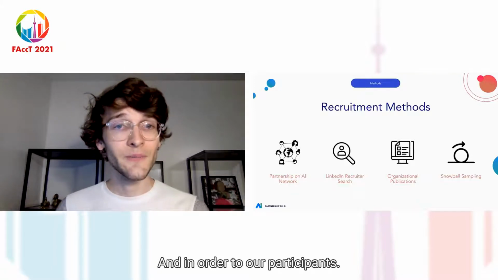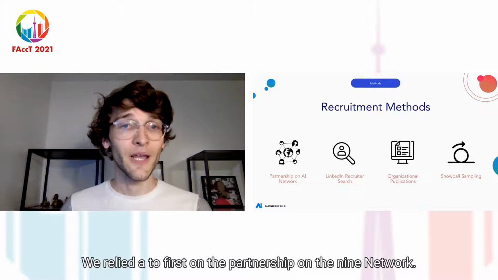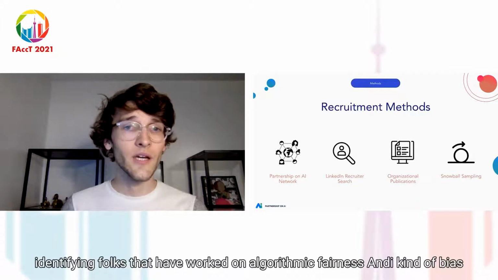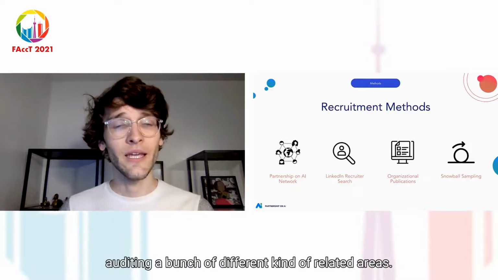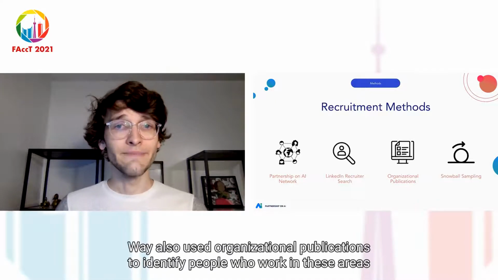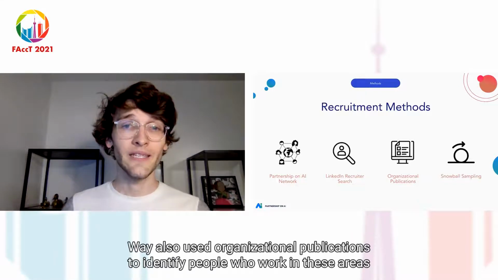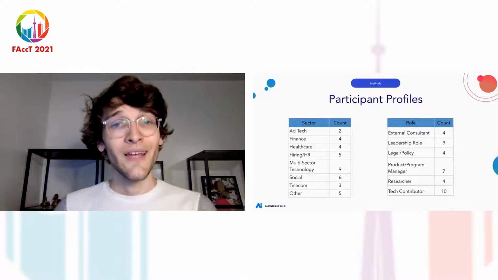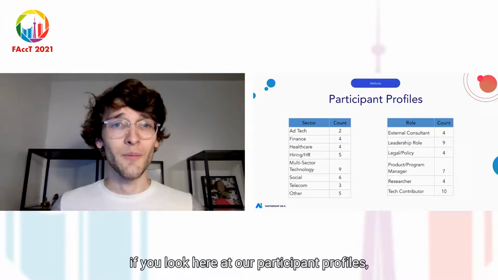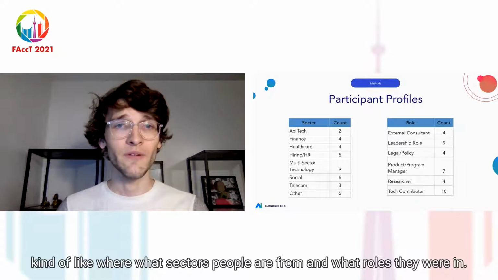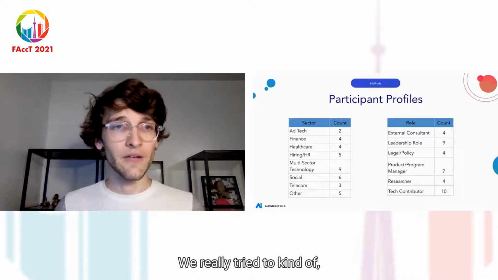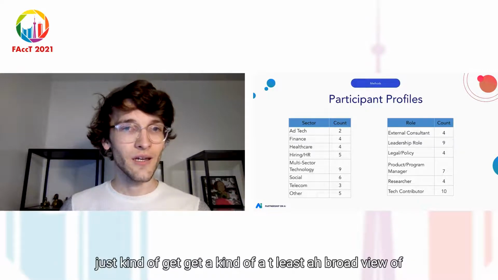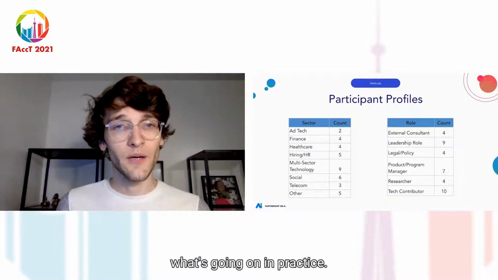In order to recruit our participants, we relied at first on the Partnership on AI network, but then we also expanded our search through LinkedIn, identifying folks that had worked on algorithmic fairness, bias auditing, and a bunch of different related areas. We also used organizational publications to identify people who are working in these areas, and we had folks share our call more broadly with their network. If you look here at our participant profiles, at what sectors people were from and what roles they were in, we really tried to go cross-sector and cross-disciplinary to get at least a broad view of what's going on in practice.